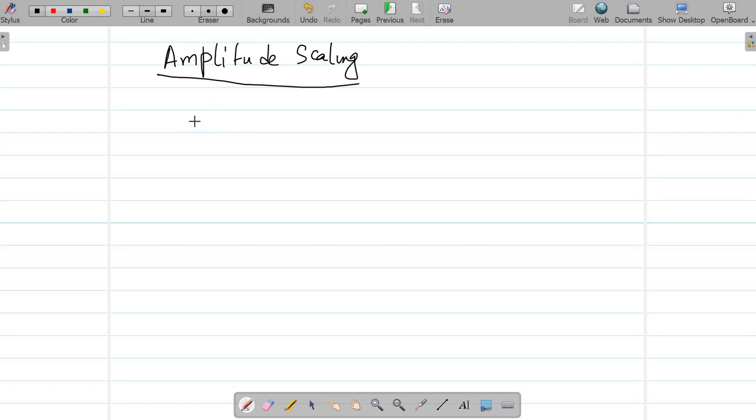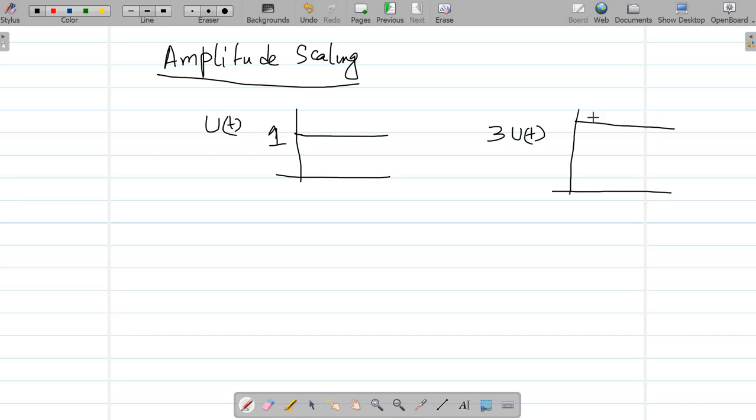Suppose we are having a signal, let us say u of t. The signal will be having an amplitude of 1, and if this is multiplied by 3 u of t, that is we are trying to scale the amplitude by 3, then we will have a very similar wave shape, but only thing, the amplitude here will be 3. So this is called amplitude scaling.